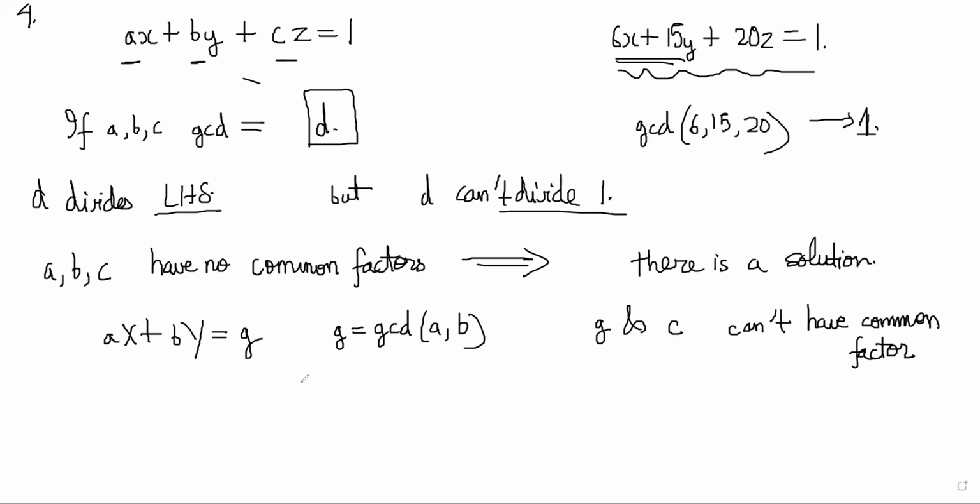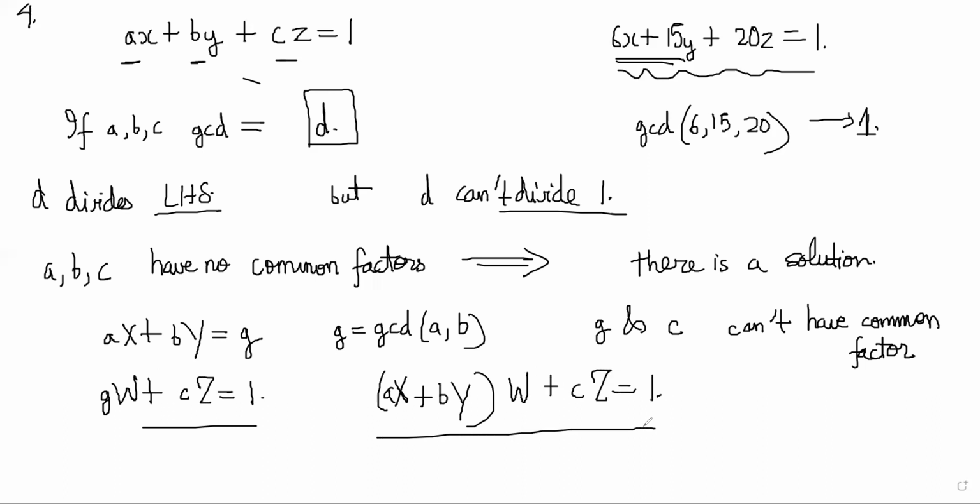So now what you have to solve is G times W plus C times Z is equal to 1. And then put back (AX plus BY) times W plus CZ is equal to 1. So find the solutions for X, Y, W, Z, and then put them back like this: A times XW plus B times YW plus C times Z is equal to 1, where XW will take the X answer, YW will be the Y answer, and Z will be the Z answer.